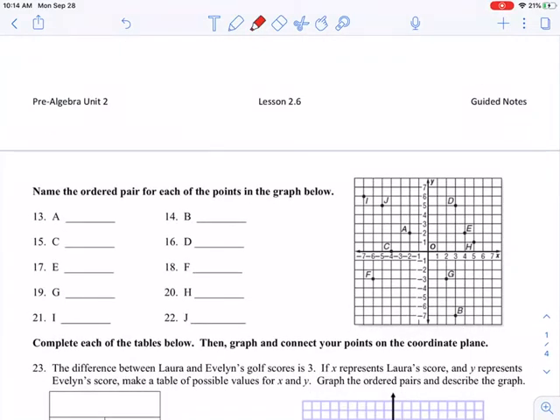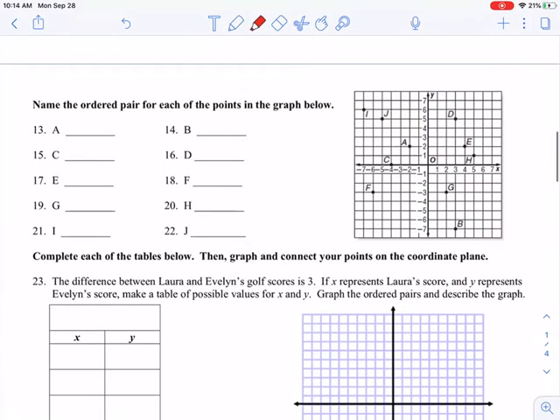All right, and then in 13, you are just naming the ordered pair for each one. So go ahead and do that. Just make sure, like if you do letter A, you're doing your x-coordinate first. That's your left or right. So A goes -2 to the left, and then up 2. So go ahead and write all those in.